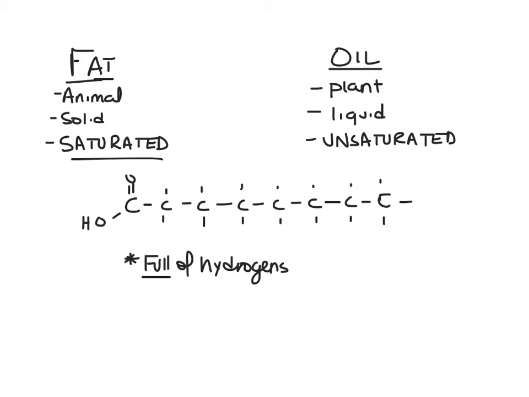Okay? So when you look at a fatty acid chain and it's all single carbon-to-carbon bonds, that means it can hold no more hydrogens, which means it's full. So if there are no carbon-to-carbon double bonds and it's all single, we call that a saturated fatty acid.